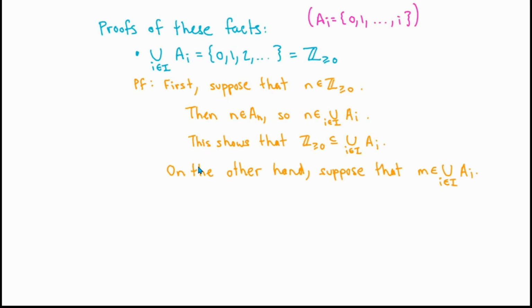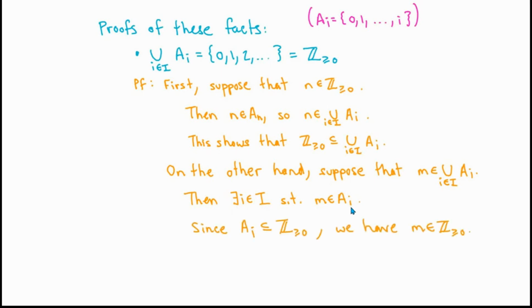For the other direction, let's suppose that m is an element of the union of the A sub I's. Well, the fact that m is an element of the union means, by the definition of union, that there exists an I in big I such that m is an element of the set A sub I. Since every one of these sets A sub I is a subset of the set of non-negative integers, that guarantees that m is actually a non-negative integer. And that gives us the other inclusion, that the union of the A sub I's is a subset of the set of non-negative integers. That establishes the first fact that the union of the A sub I's is equal to the set of non-negative integers.